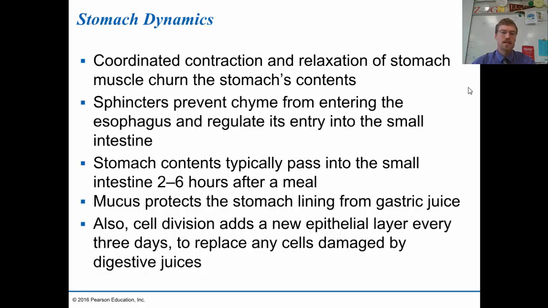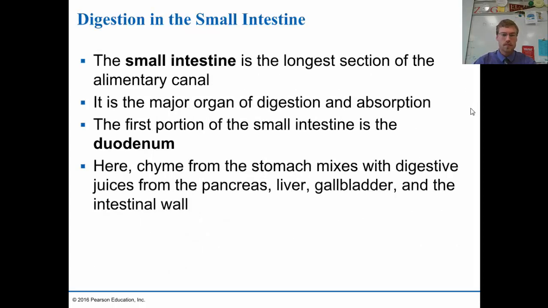There's mucus that helps to protect your stomach lining, because your stomach is a pretty harsh environment, very low pH, and you've got those enzymes that are working on breaking things down. A new epithelial layer is created every 3 days. So you get a new lining of your stomach every 3 days in order to make sure that you're replacing cells that are being damaged.